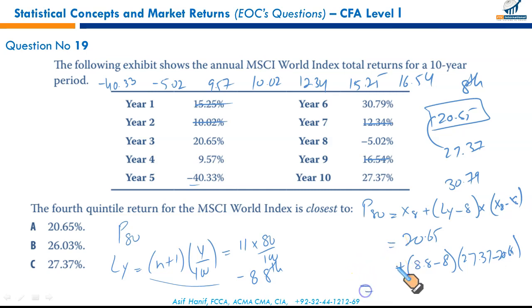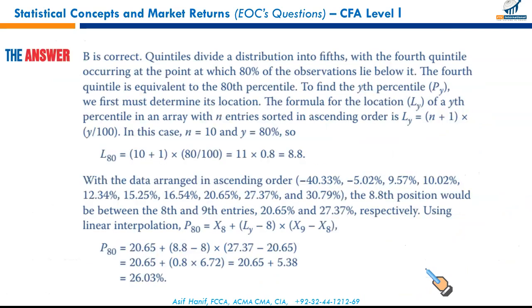So let us compute the result. 20.65, plus 0.8 multiplied by the difference between these two, gives you 26.03. That makes B the correct option. B it is.